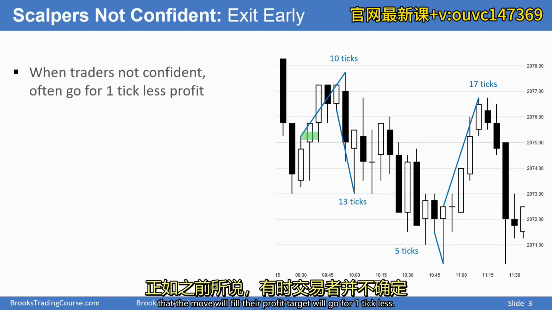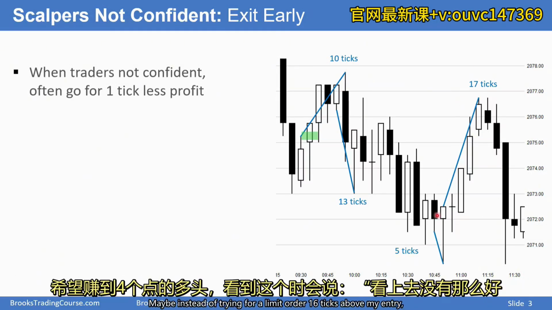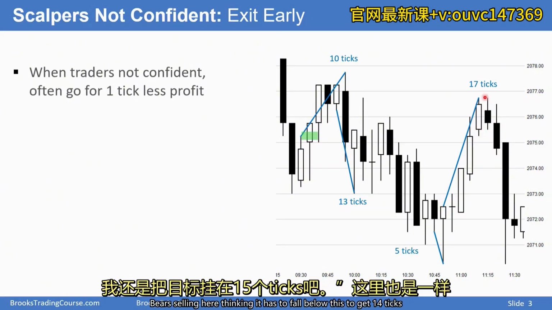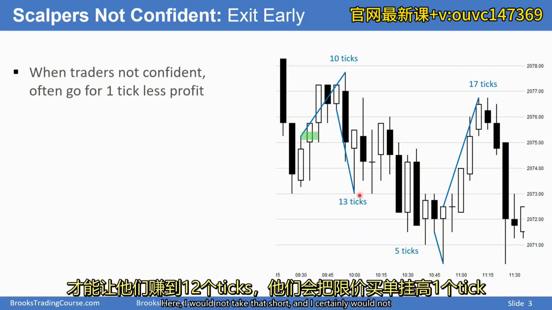As I said, sometimes traders who are not entirely confident that the move will fill their profit target will go for 1 tick less. Bulls hoping for 4 points, look at this, say it's not all that good. Maybe instead of trying for a limit order 16 ticks above my entry, I'll place it 15 ticks. Same with here. Bears selling here, thinking it has to fall below this to get 14 ticks for them to make 12. They'll place a limit order to get out 1 tick early.